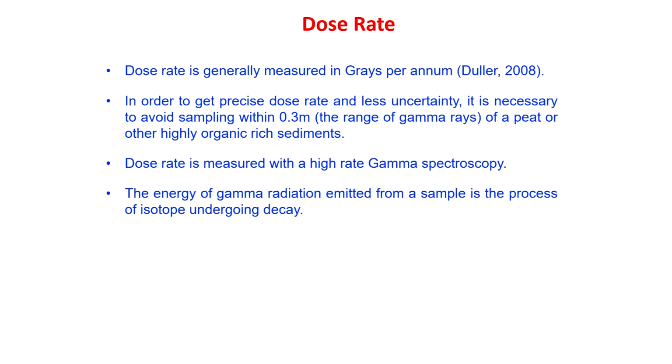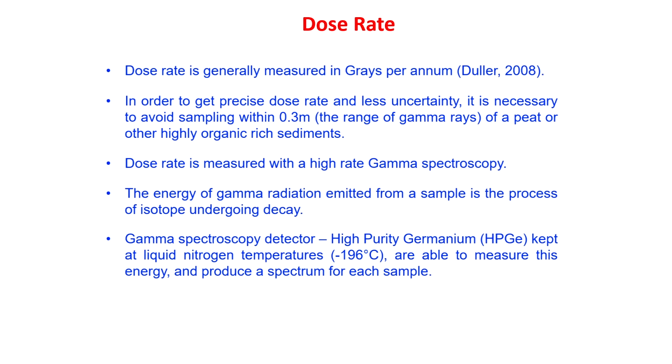The energy of the gamma radiation emitted from a sample is from the process of isotopes undergoing decay. Okay. So this has to be kept at a very low temperature using liquid nitrogen, because otherwise the electronics will not work. So this is one of the points which we usually try to maintain, that the HPGe is kept at a low temperature, that is minus 96 degrees centigrade.